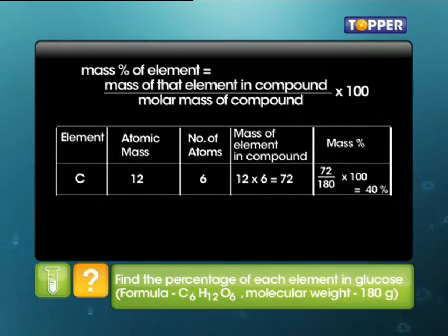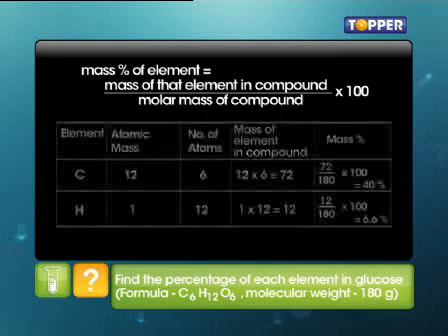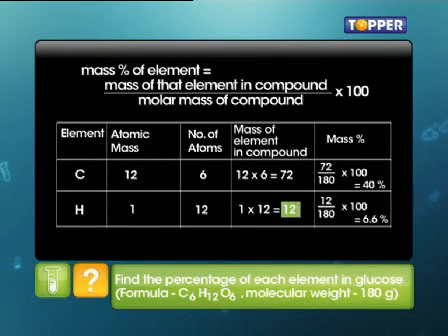There are 6 carbon atoms, so the weight is 72. Therefore, mass percent of carbon is equal to 72 multiplied by 100 divided by 180, which is equal to 40%. Mass of hydrogen is 12. Therefore, mass percent of hydrogen is equal to 12 times 100 divided by 180, which is 6.6%.